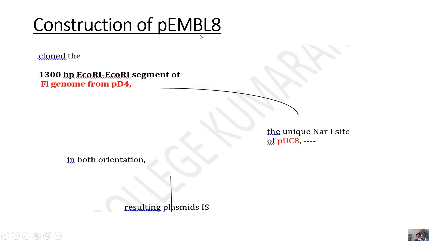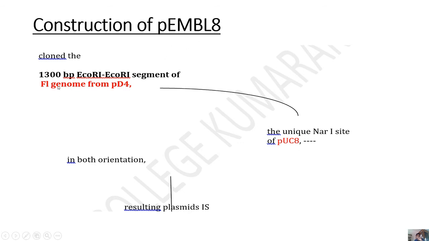For the construction of pMBL8, we have used pUC8. That's why the newly constructed vector has the name pMBL8. If you had used pUC9 for the construction, then the pMBL may be known as pMBL9. Now, here we have used pUC8. That's why the name is pMBL8.